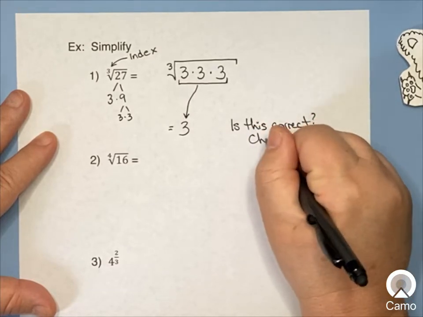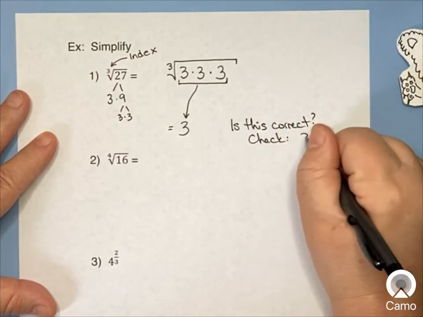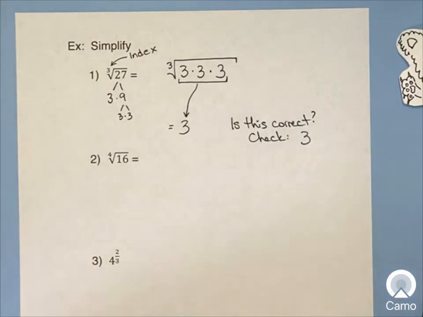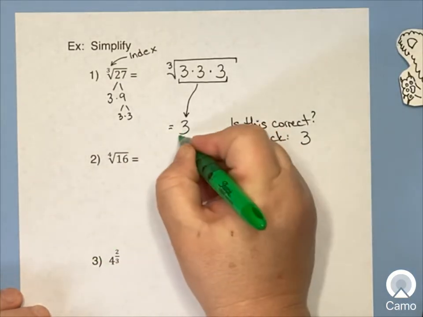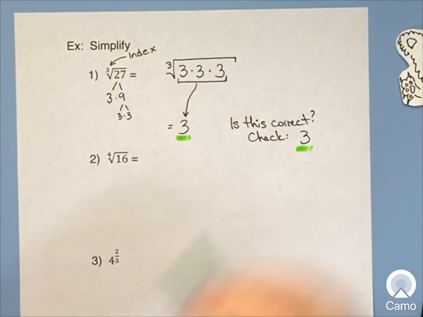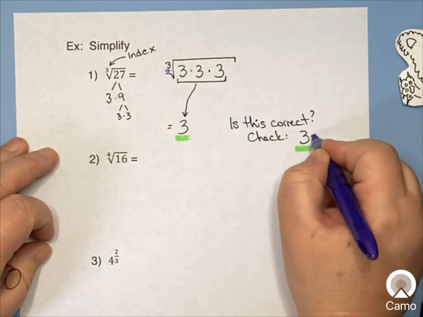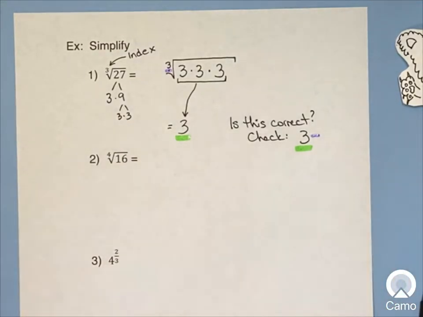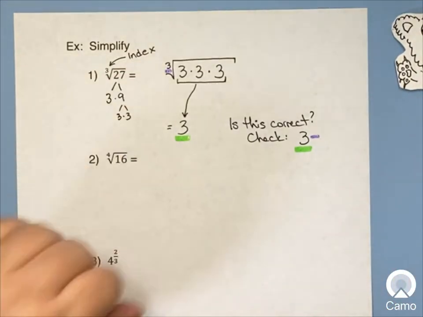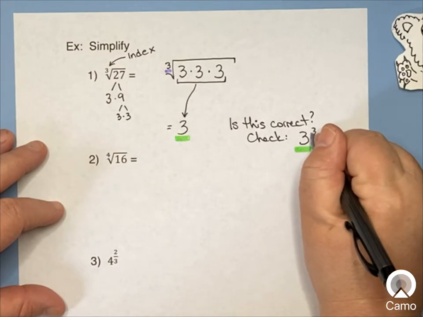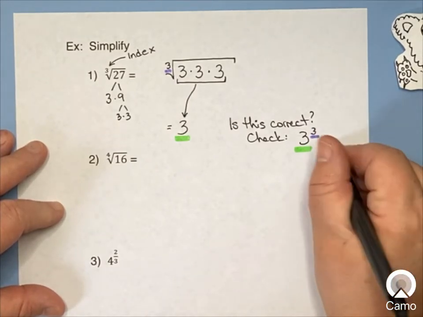Let's check. 3, let me underline this guy. This is the 3 I'm talking about. 3, and then let me underline this. I know because I used a bunch of 3s and it's hard to know which 3 is which. So that 3 up there is this. Let's check. 3 to the 3rd power.